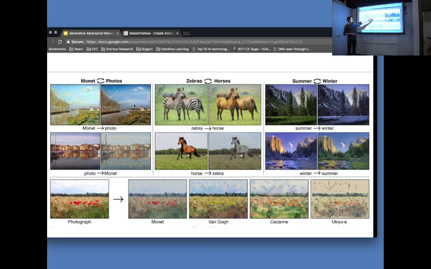Similarly, we have zebras to horses and vice versa. We have summer to winter and vice versa. And then down here is another example of one photo in several different artistic styles.